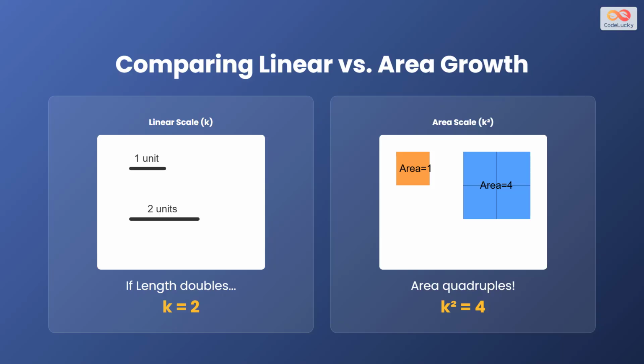Here is where it gets interesting. On the left, we see linear growth. If we double the length of a line, it just becomes twice as long. But look at the square on the right. If we double the side length of a square, the area does not just double. It actually quadruples. A larger square with side length 2 holds 4 of the smaller squares.